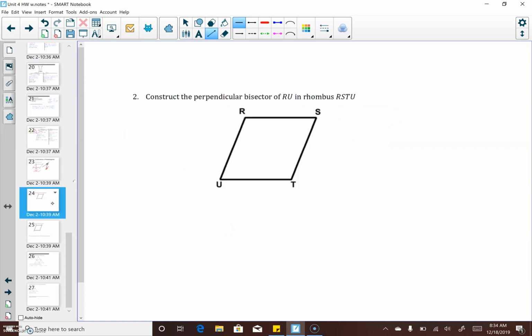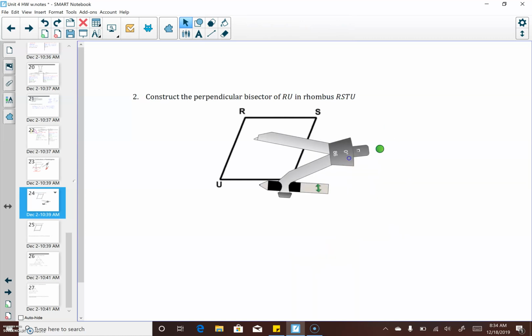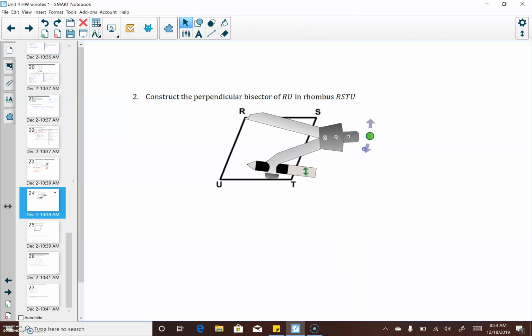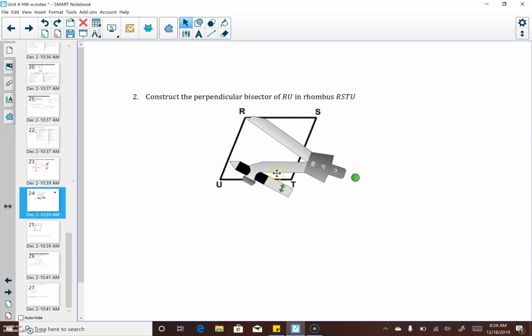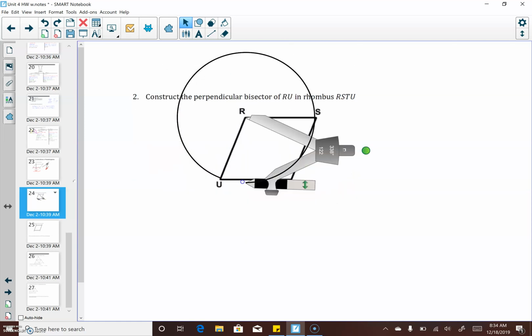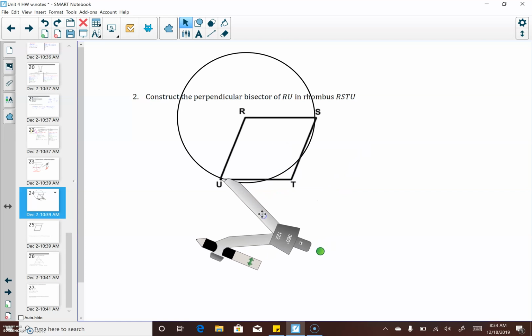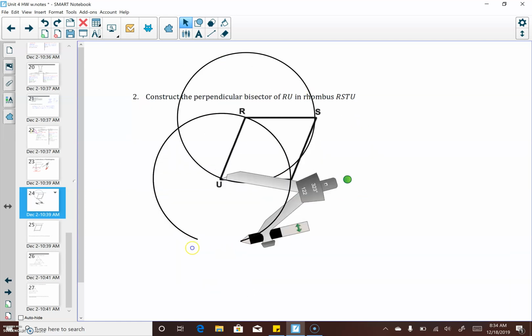For the second one, we want to construct the perpendicular bisector of RU in our rhombus. So in order to do that, we need to set up our compass so that it measures side RU perfectly. So there it's set up for our first circle. We are then going to flip it to make our second circle.